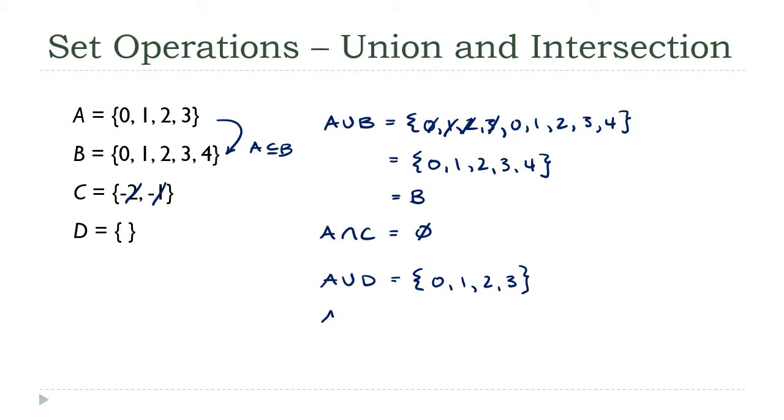And how about if we look at the intersection? Well, what do they have in common? Look at A. It's a little easier, I think, if we look at A. 0 is not in D. 1 is not in D. Neither is 2 or 3. There is nothing that these two sets have in common, and the set with nothing in it is, again, the empty set.